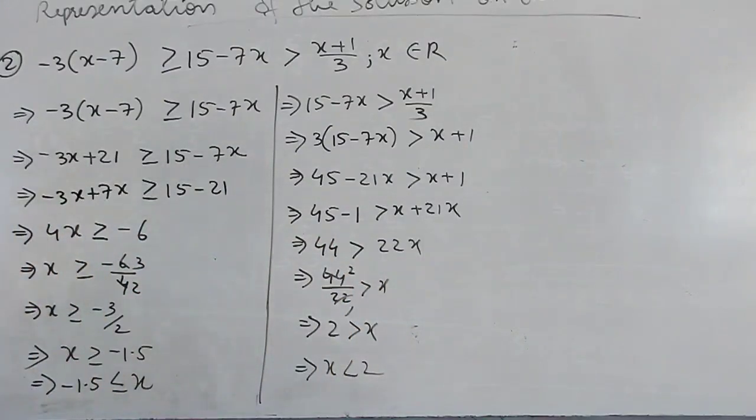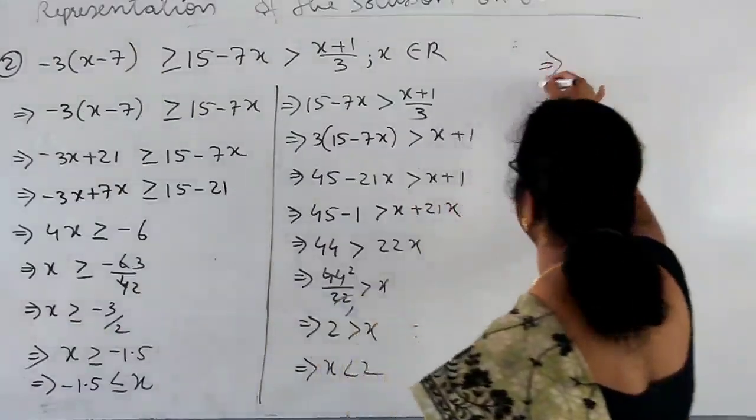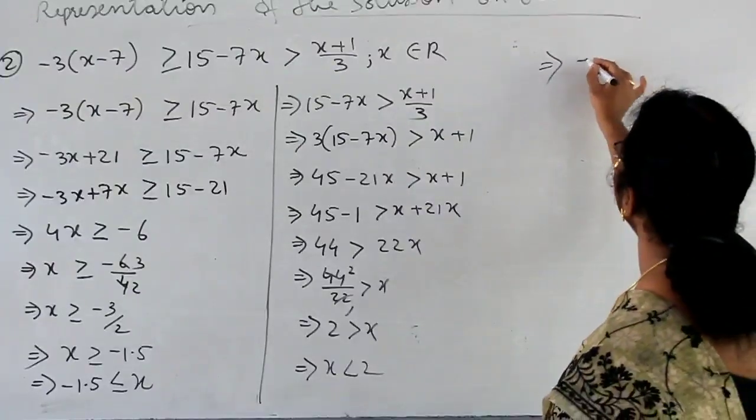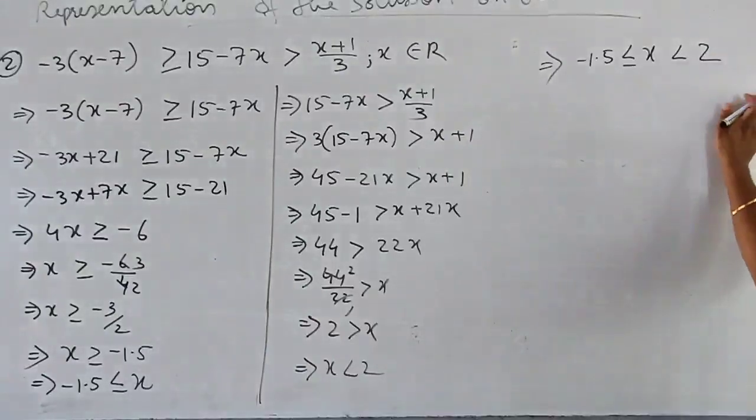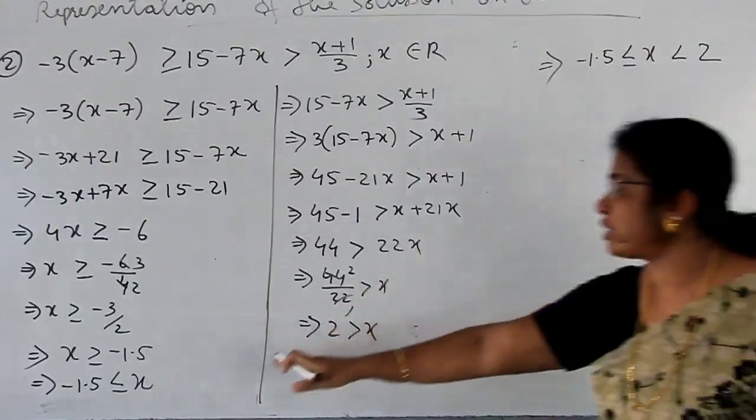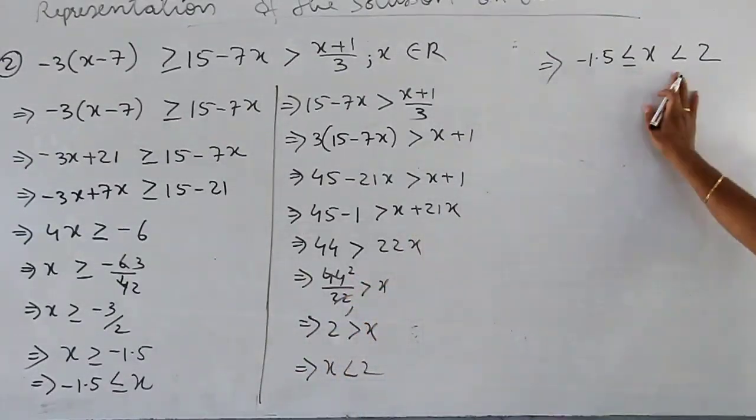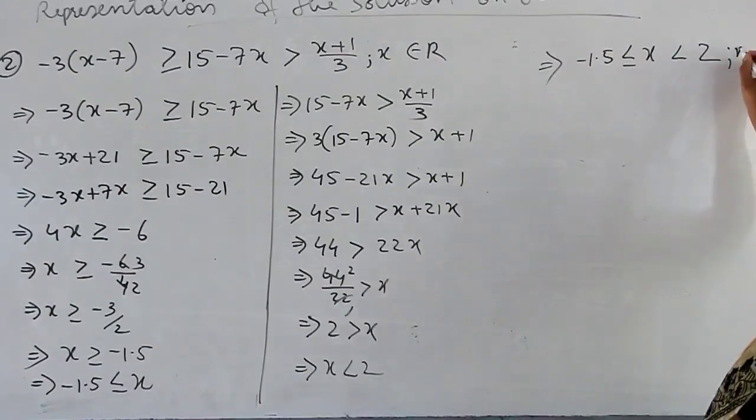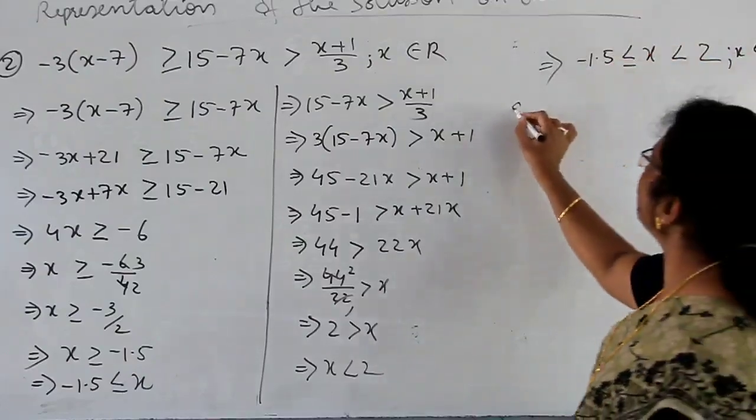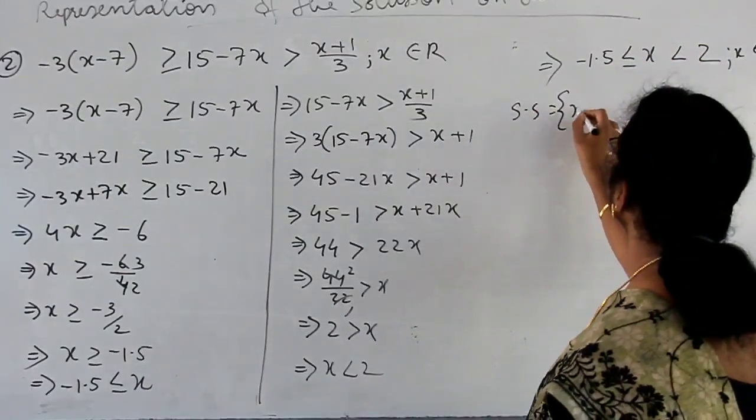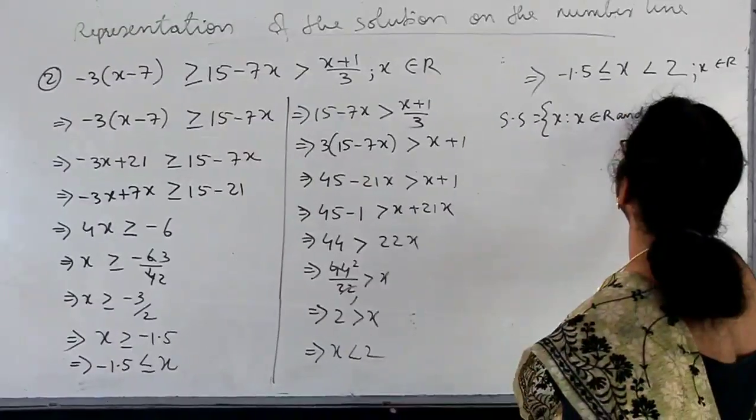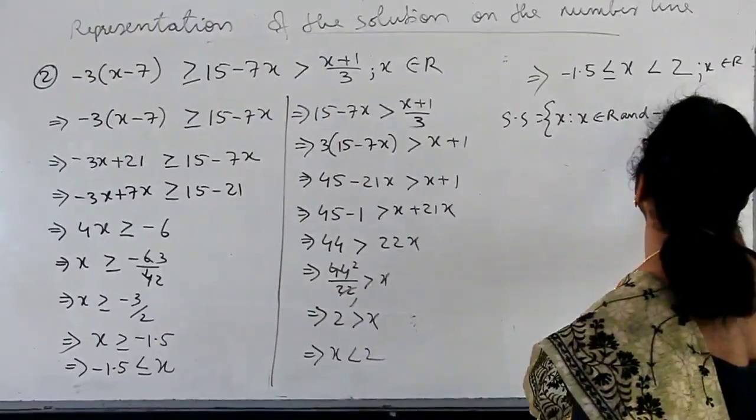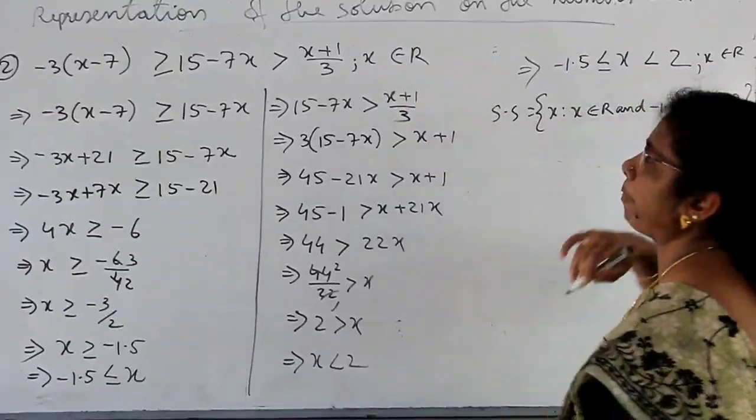Combine both these equations, we will get minus 1.5 less than or equal to x less than 2, and x belongs to real number. What is the solution set? Solution set we can write, x such that x belongs to real number and minus 1.5 less than or equal to x less than 2.